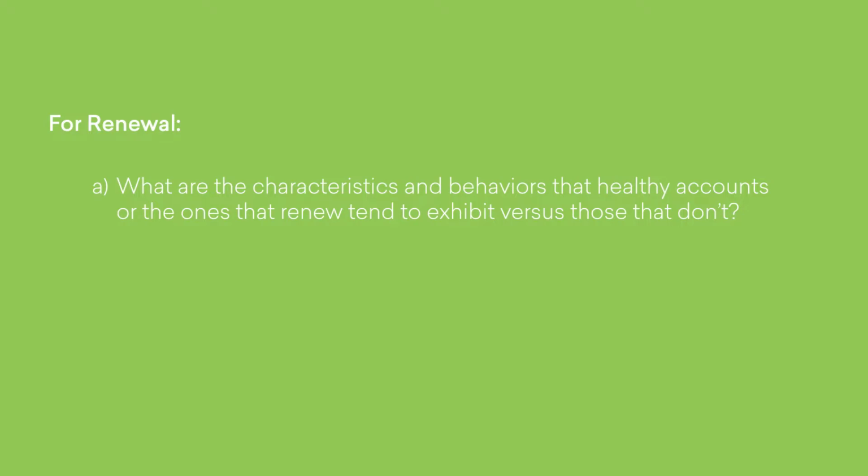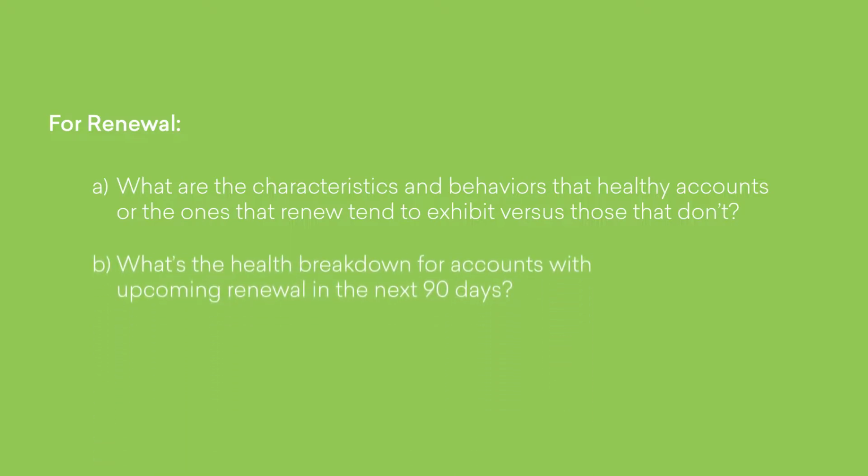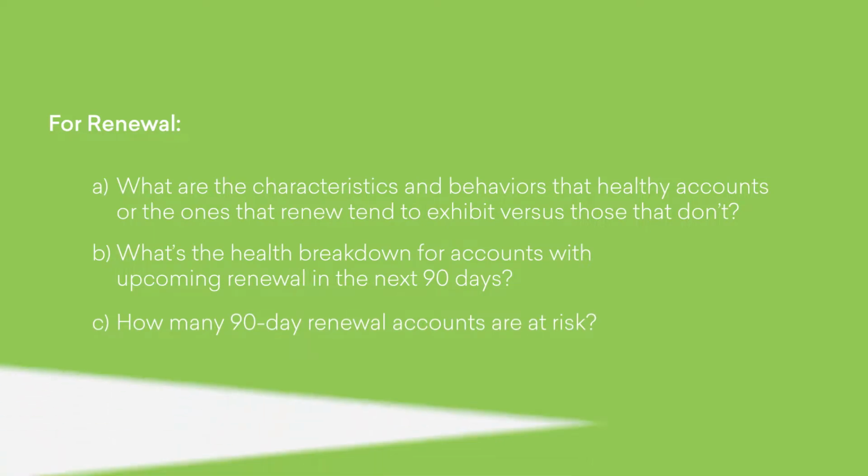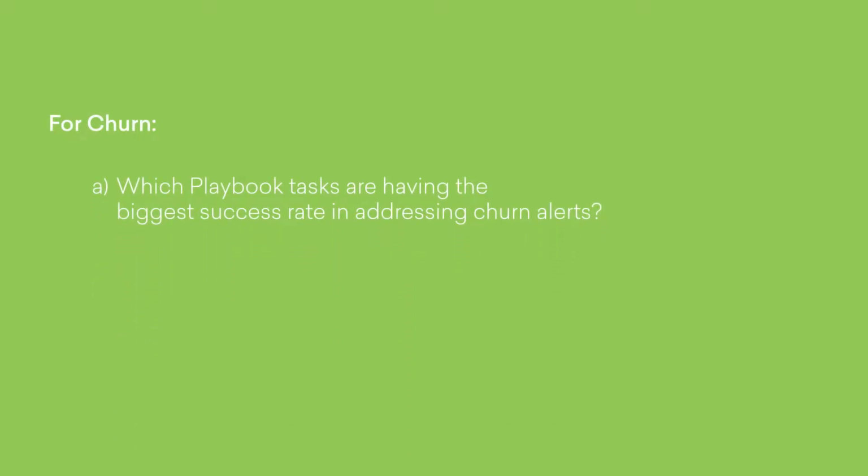For renewal, what are the characteristics and behaviors that healthy accounts or the ones that renew tend to exhibit versus those that don't? What's the health breakdown for accounts with upcoming renewal in the next 90 days? How many 90-day renewal accounts are at risk? For churn, which playbook tasks are having the biggest success rate in addressing churn alerts? You can answer all these questions using line charts, bar graphs, pie charts, and reports.